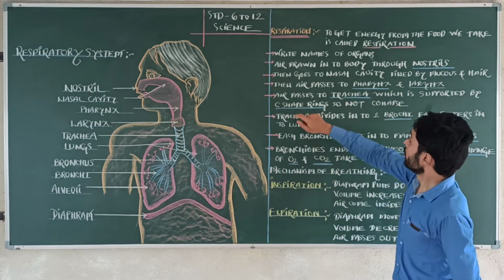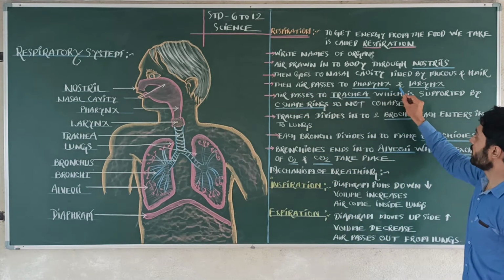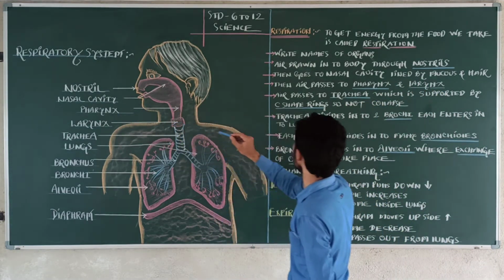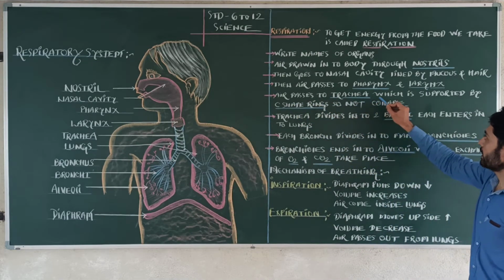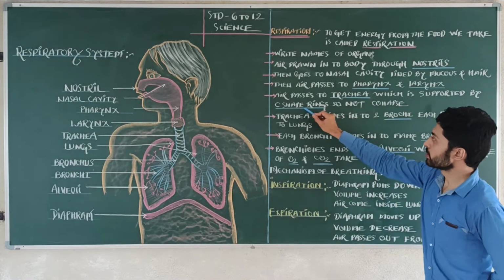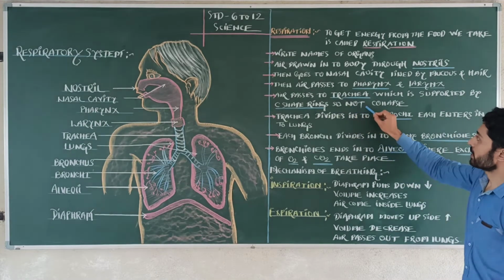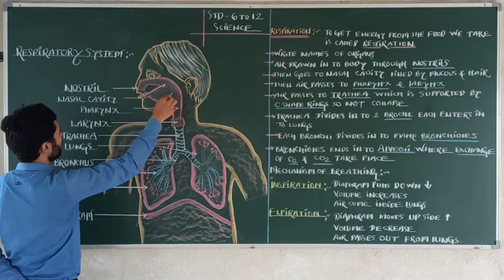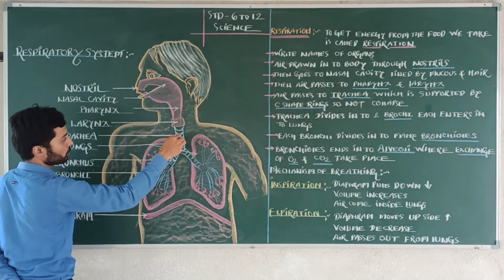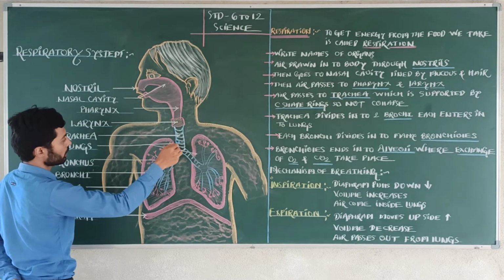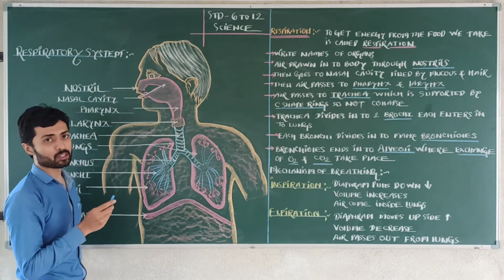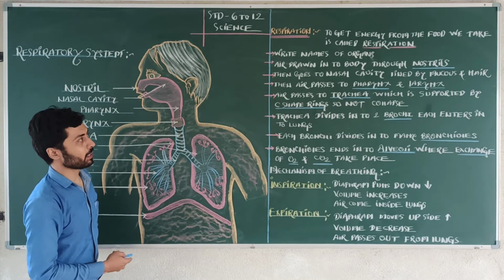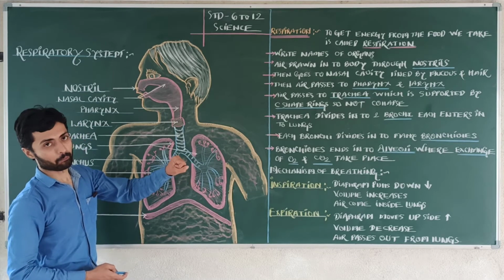Next, air passes to the pharynx and larynx. So we have indicated over here, this is called pharynx and this is called larynx. Air passes to the trachea, which is supported by C-shaped rings. So, the trachea does not collapse. This blue tube-like structure is called the trachea. And this trachea is supported by C-shaped cartilages. The function of these C-shaped rings is to keep the trachea from collapsing.